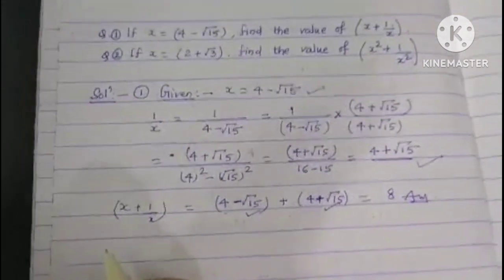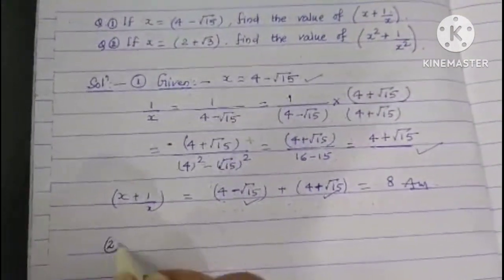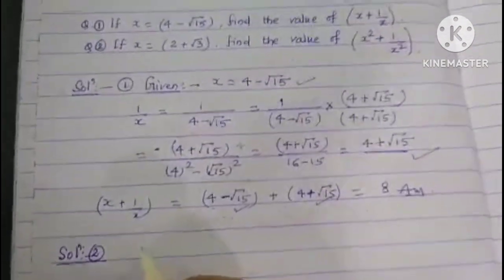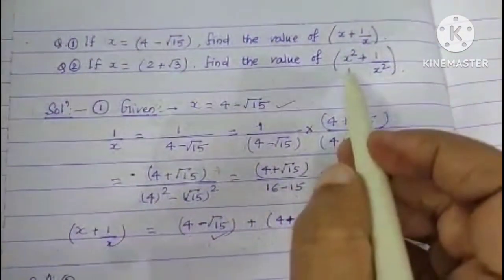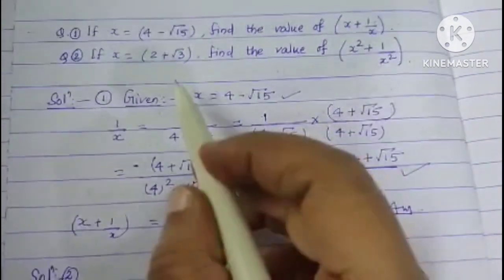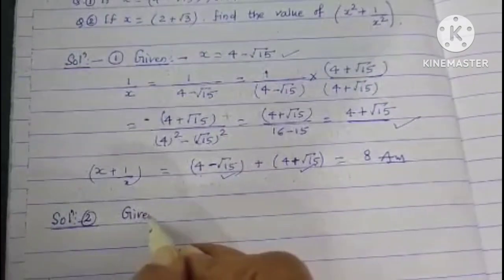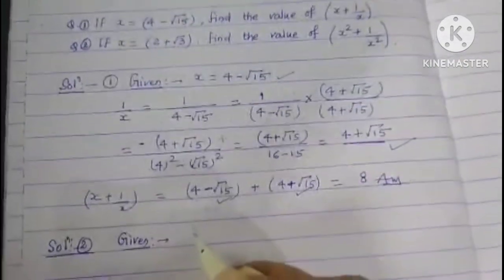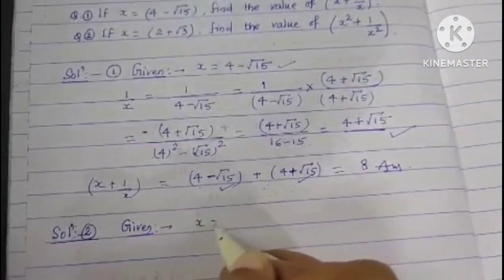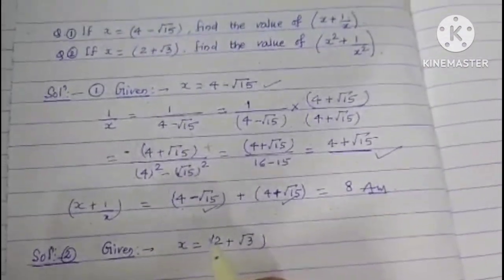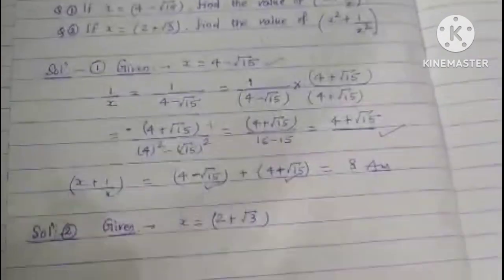Let's solve the next problem, question number 2. Here we have to find x square plus 1 by x square. We have been given the value of x. What is given? Given is x is equal to 2 plus root 3. And we have to find x square plus 1 by x square.